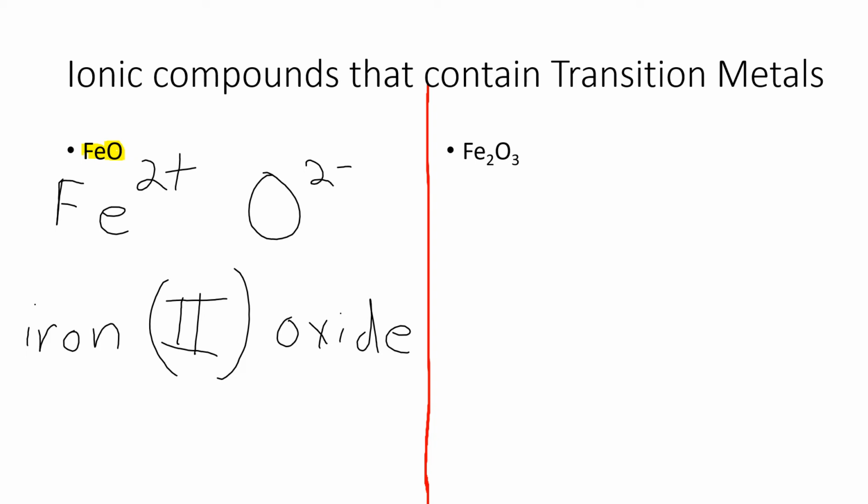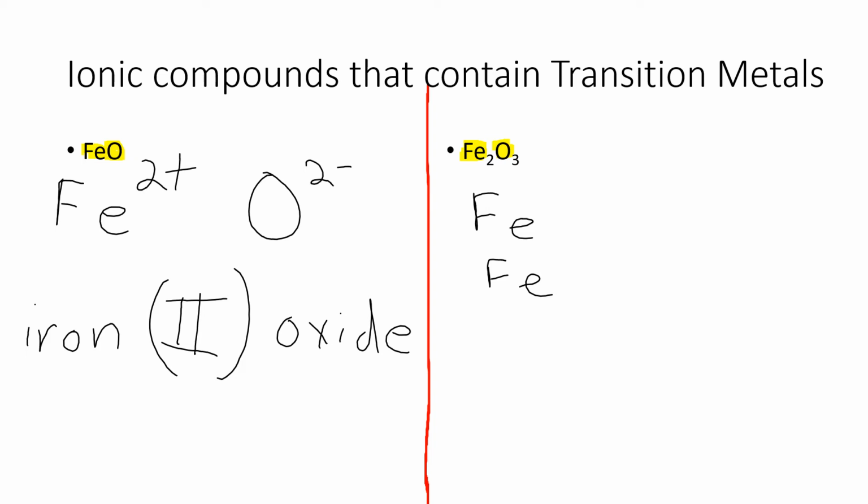Now, let's look at the example on the right, Fe2O3. We'll go through the same procedure on this one. Do we have an ionic compound? Yes. Iron is a metal. Oxygen is a nonmetal. Metal and nonmetal are going to make ionic compounds. So let's write out the ions that we have. Here I have 2 iron ions.